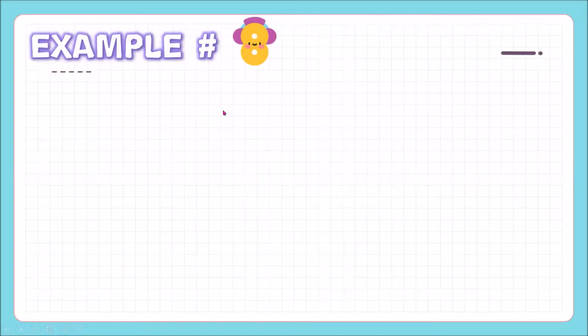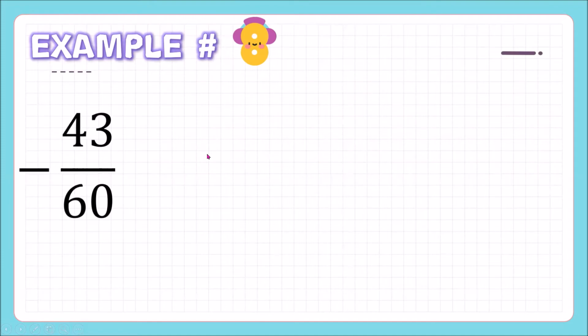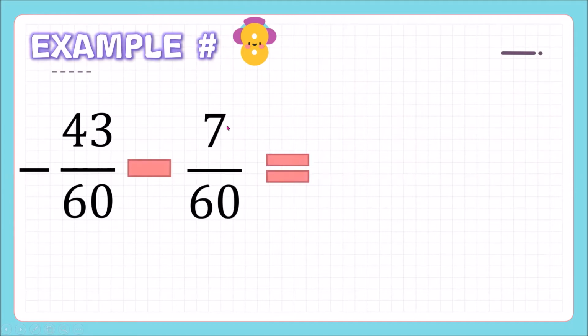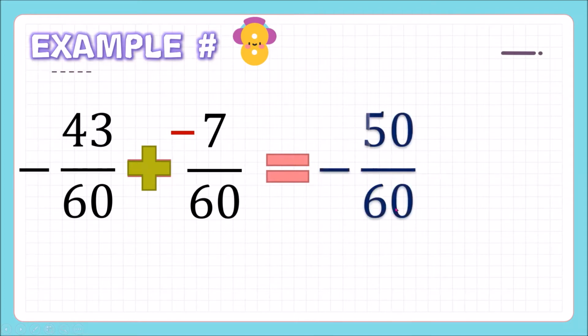And then last example for adding and subtracting similar fractions, we have negative 43 over 60 minus 7 over 60. So change the sign of the subtrahend, it will become negative. And then proceed in addition. So common denominator is 60. So negative 43 plus negative 7. So they are both negative, same sign, just add. 43 plus 7, we have 50. Copy the same sign. So we have negative 50 over 60.